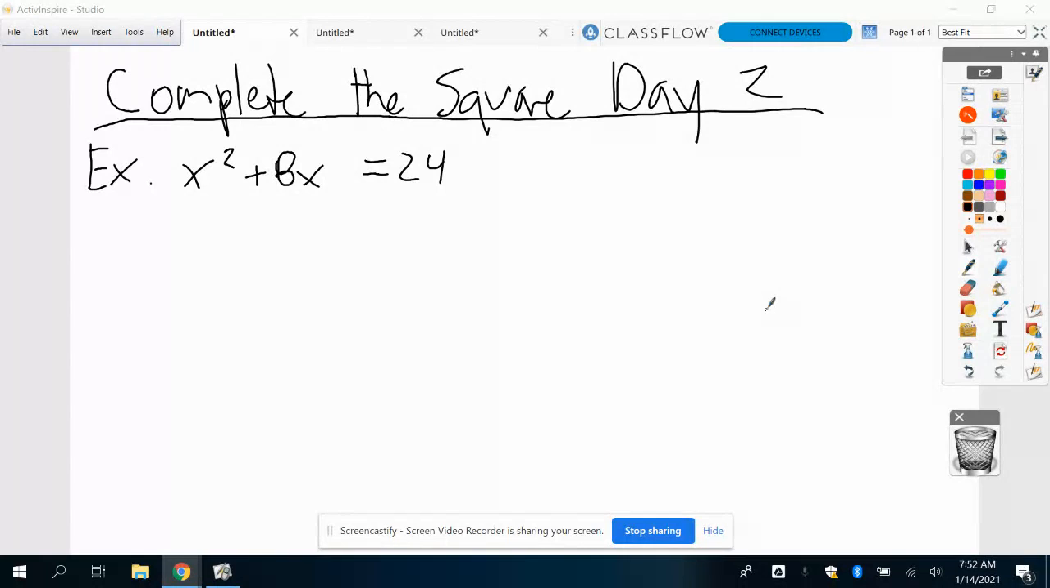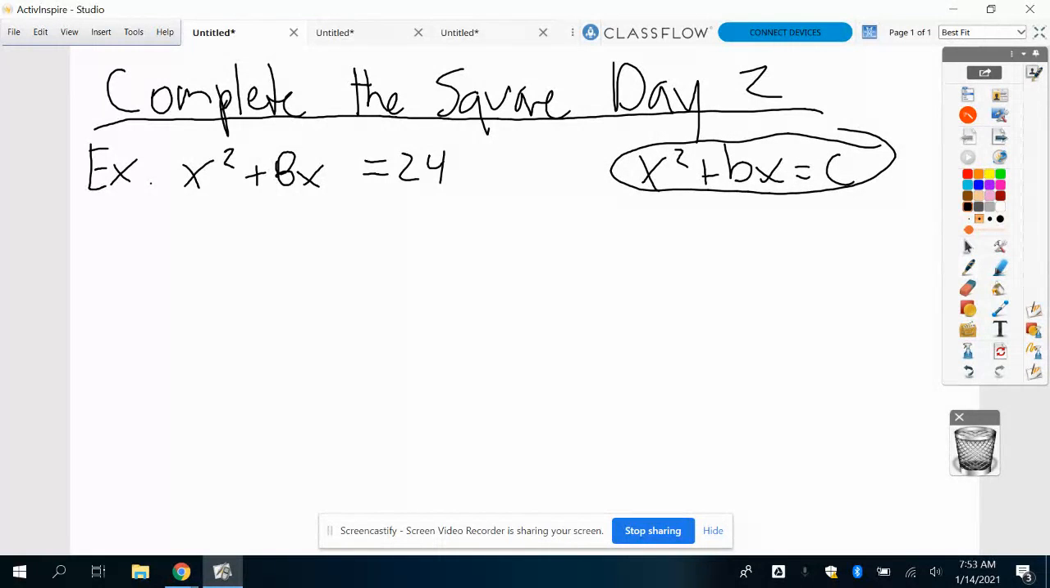So for the first problem here, we've got x squared plus 8x equals 24. And if you remember, this is already in the form that we want, because we now want the form specifically to look like x squared plus bx equals c. This is our new form that we are always looking for. So in this problem, we have that, so we're good to go.